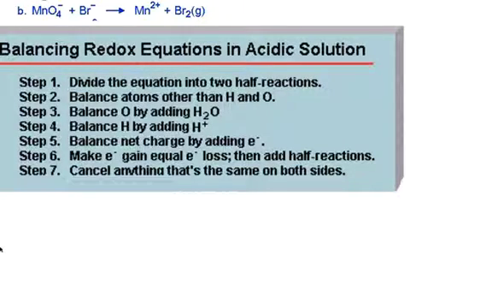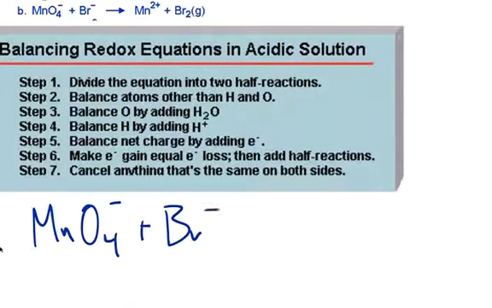So now we have one that's more complex. Notice we have our permanganate ion with bromide making manganese ion itself, and bromine. So the first thing we want to do is, this gives us a lot of ions, but I'm not really sure what's being oxidized and reduced yet. So I'm going to rewrite this and try to identify what's going on.